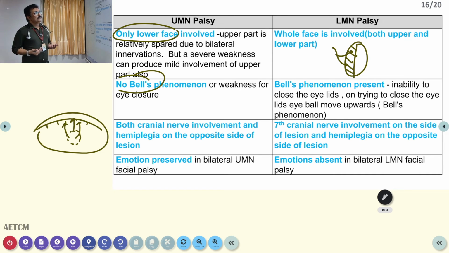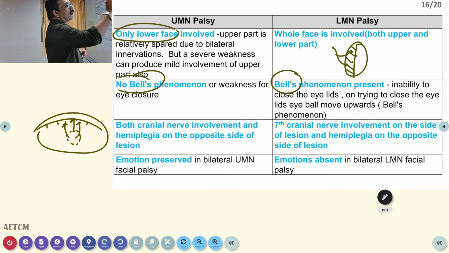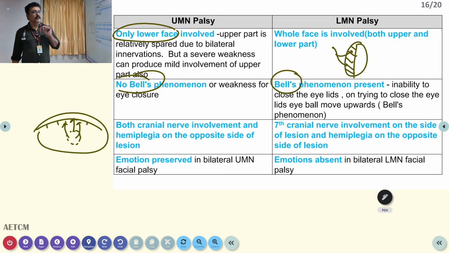When the upper part of the face is relatively spared, you cannot see Bell's phenomenon, because in UMN type of facial palsy, the patient will be able to close the eyelids. So you cannot see the Bell's phenomenon. Whereas in LMN palsy, the patient is not able to close the eyelids, so you can see the Bell's phenomenon, or the upward rolling of the eyeball.